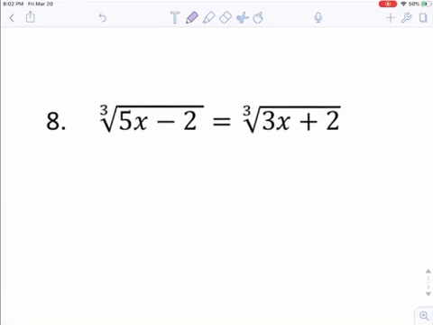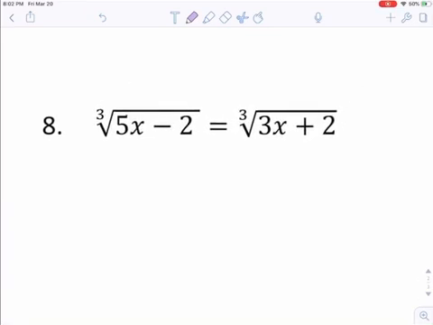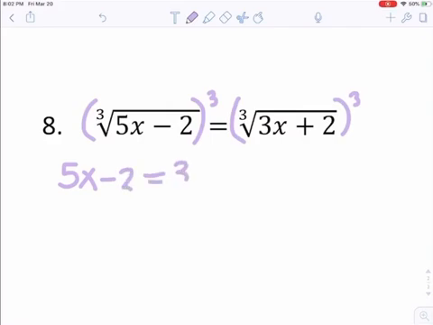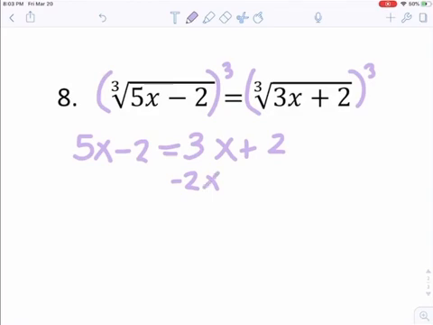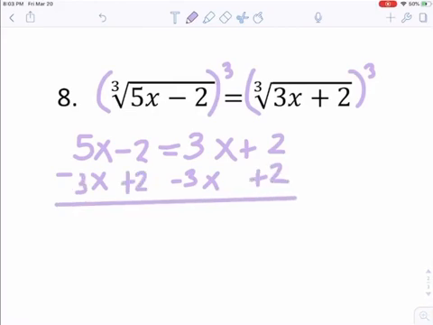Okay, number 8. So at least one side is isolated, which is great. And now I have to raise it to the third power this time because it's the cubed root. So I get 5x minus 2 equals 3x plus 2. I'm going to subtract 3x from both sides. Oops, sorry, it should be 3x. Add 2 to the other side. So I get 2x equals 4, so x equals 2.